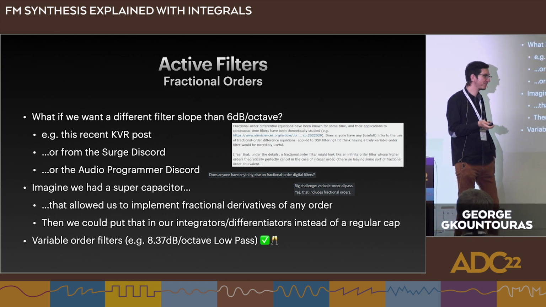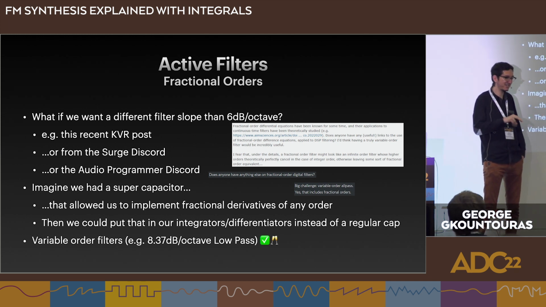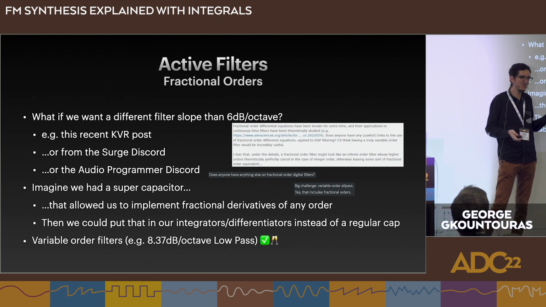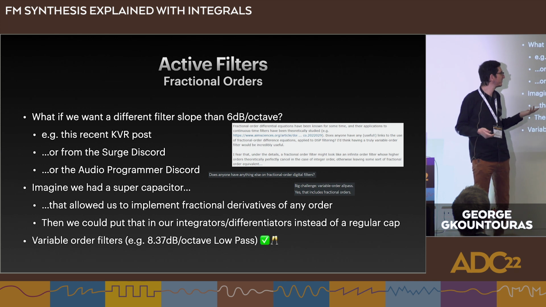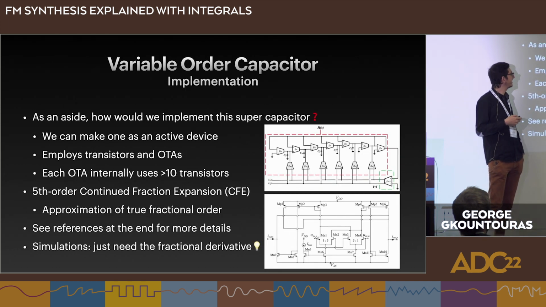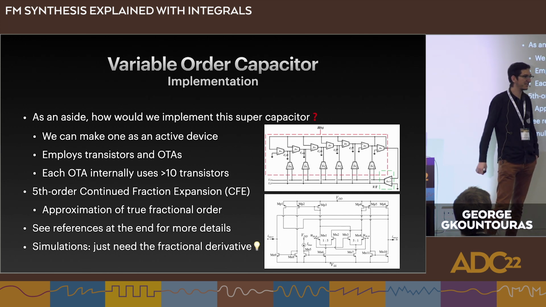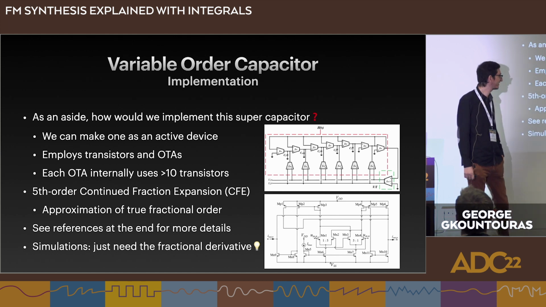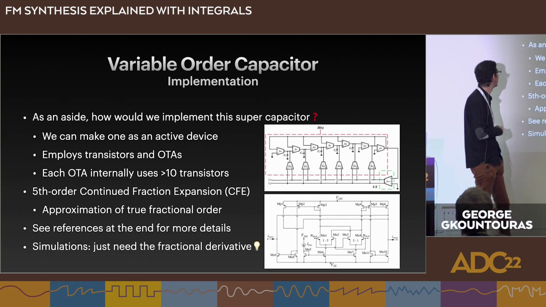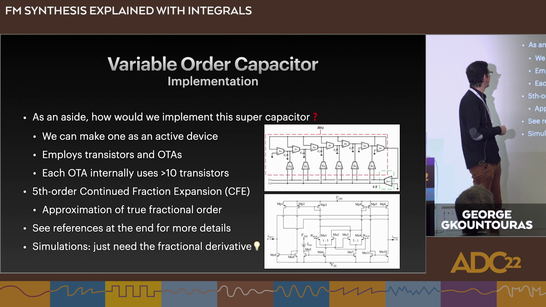Okay, but where are we going to get this magical device? Can we go to Mouser, type in fractional capacitor, and order one? Well, no, but turns out we can do something about that. So we can implement one of these as an active device using transistors and op-amps. Have any of you seen this before? No? Okay, this is new. Good.